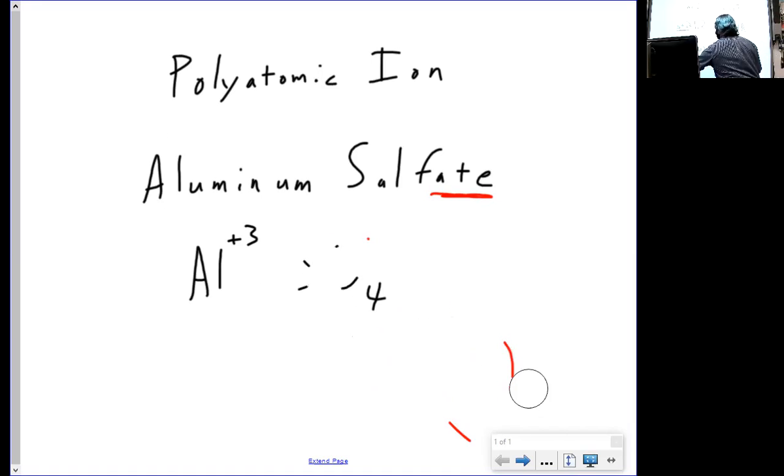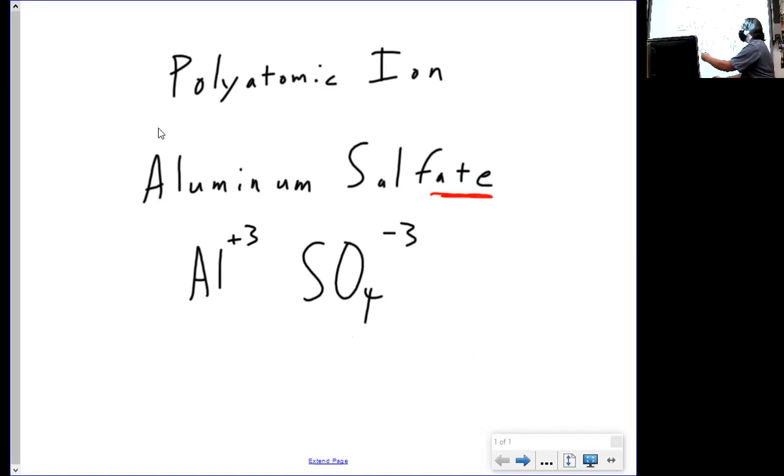Let's just rewrite it. So we read sulfate. Sulfate is an SO4 with a -2 charge. Now, what do we do with our charges? Crisscross. So this -2 charge tells me I'm going to have 2 aluminums.